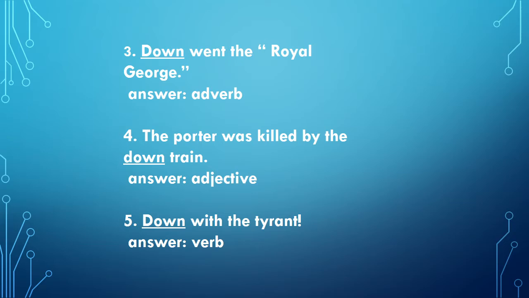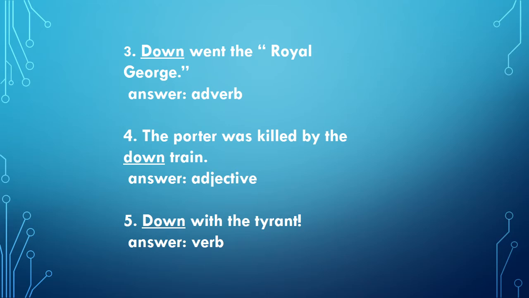Number 4. The porter was killed by the down train. Here down represents an adjective. Again here train represents a noun. It is the name of a thing. And since the word down is adding some meaning to the word train, which is a noun, down becomes an adjective.